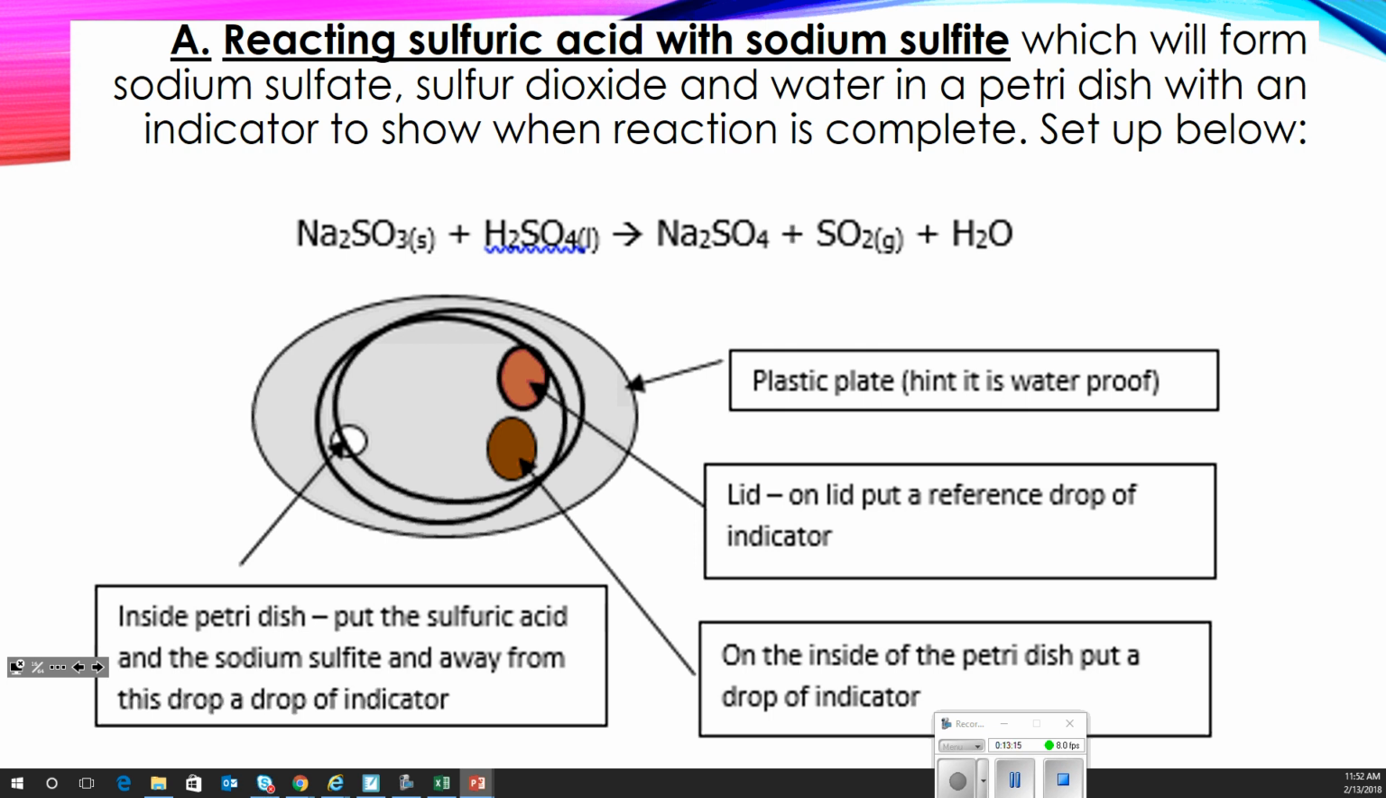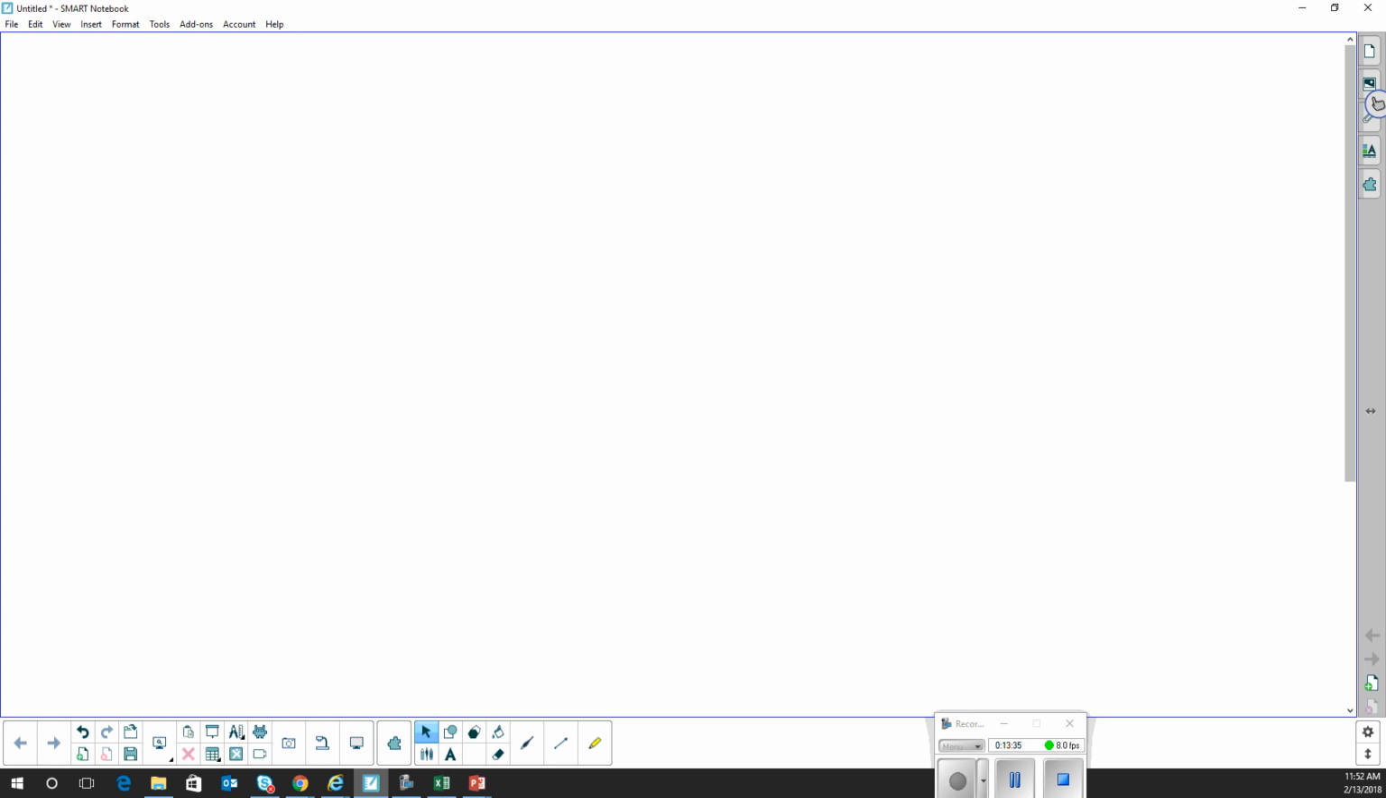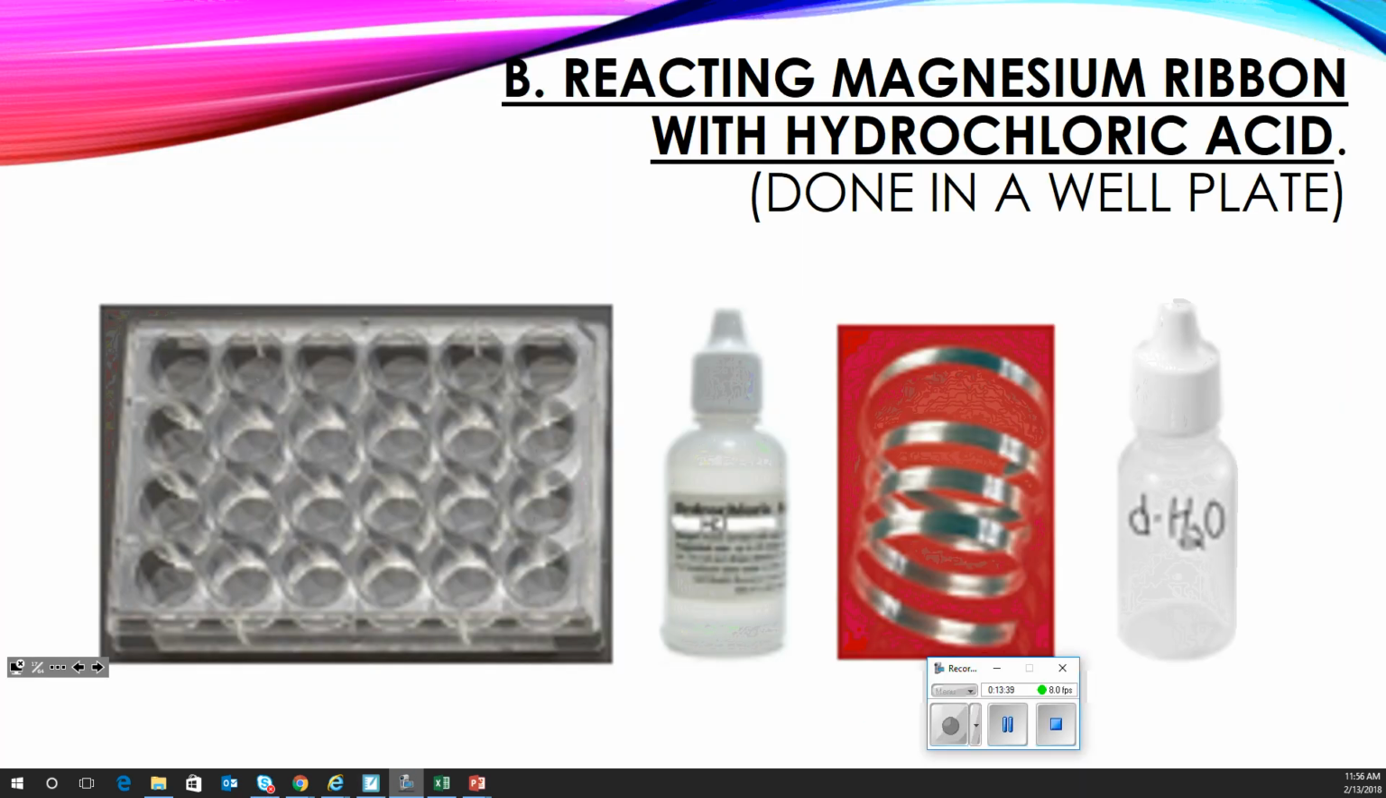Opposite that, on the other side, is where we're going to put on top of each other the sodium sulfite and the sulfuric acid. The minute I put those on top of each other, I put the lid back on, and I wait for that sulfur dioxide gas to get to the other side and change the indicator. I'm going to time that. Okay, so let's show it, and I'm going to start that. Remind me to turn that off again.